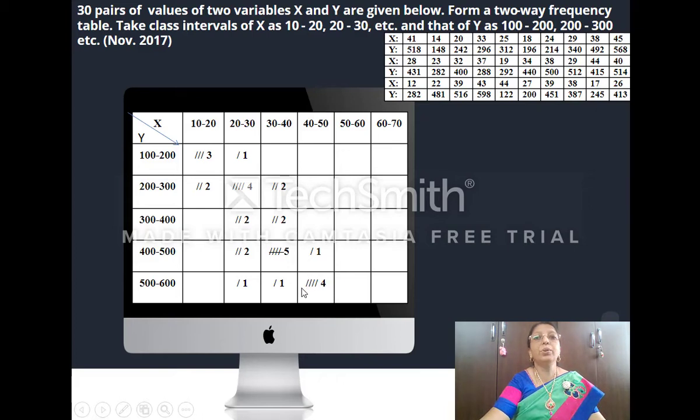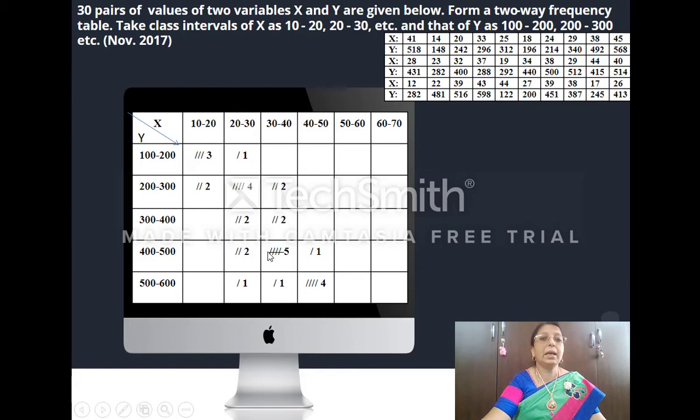So put a slash over here. Next, 14 and 148. So 14 is in this class interval and 148 should be over here. So we put a tally mark over here. Then 20 and 242. So 20 will be in 20 to 30, 242 will be in 200 to 300. So over here we put the tally mark. And so on, we fill in all the tallies and then count and write.